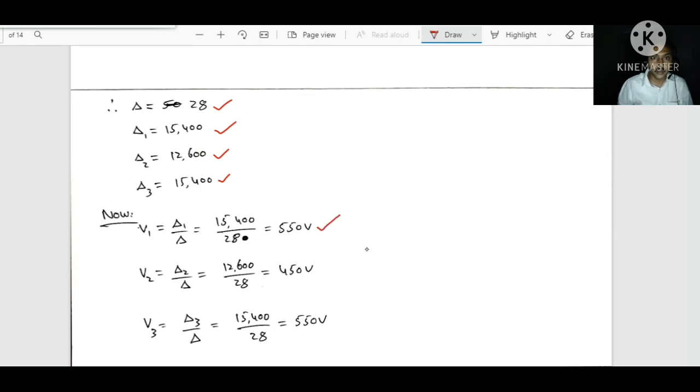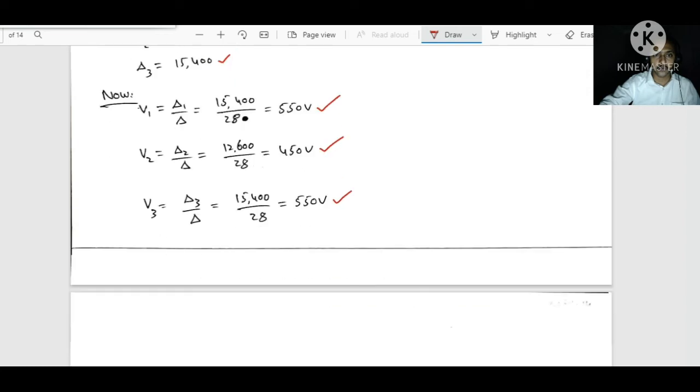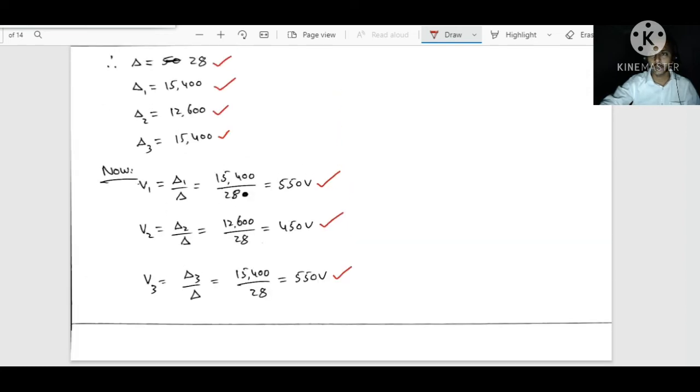Therefore V1 equals delta 1 by delta, 15,400 divided by 28, 550 volts. V2 equals delta 2 by delta, 12,600 divided by 28, 450 volts. And V3 equals delta 3 by delta, it is 550 volts. So far clear, dear students? Once you have found these values, you have derived the node voltages. Very, very important.